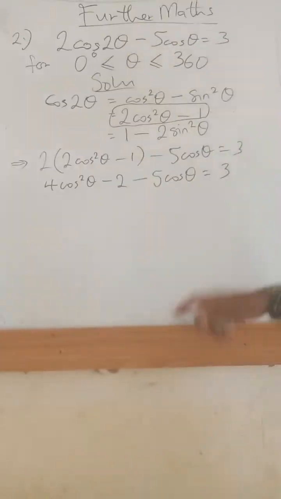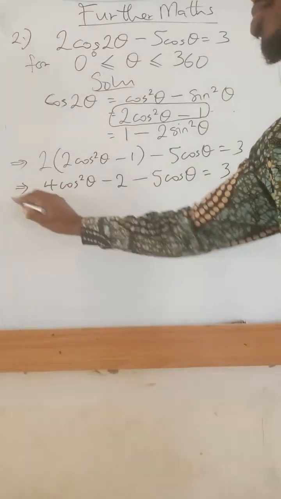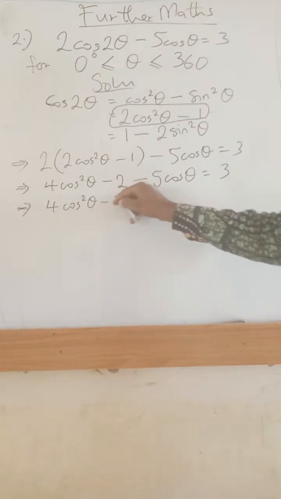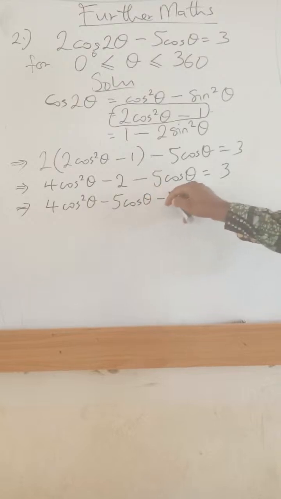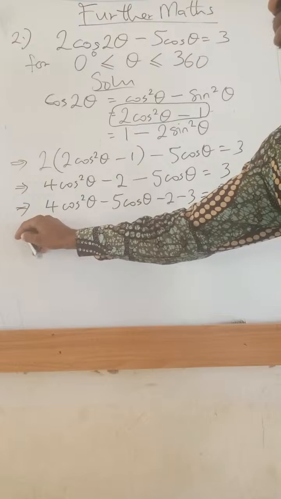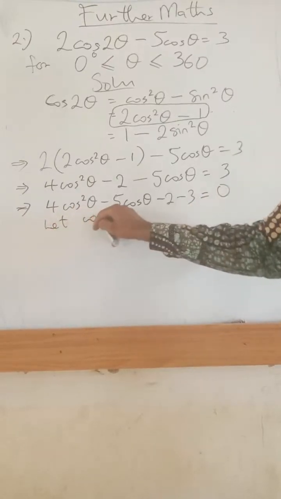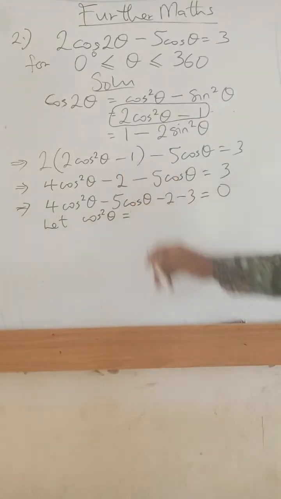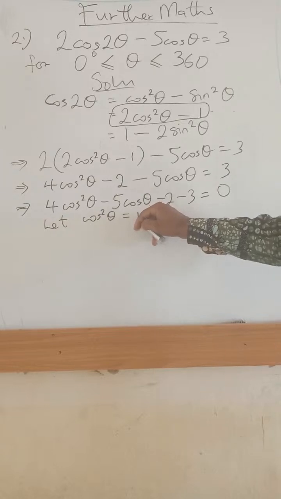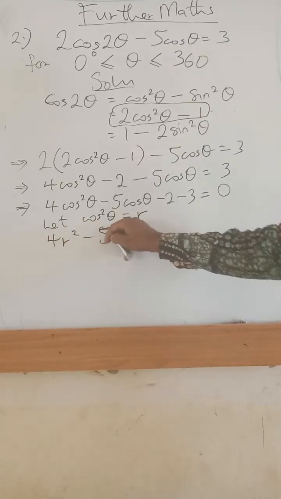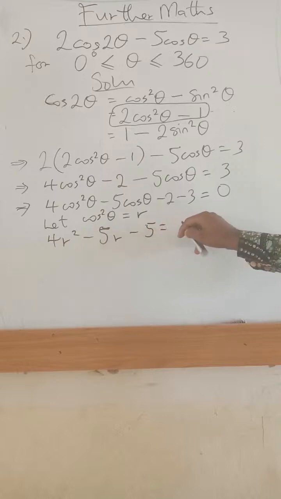So collect terms, and that gives you 4 cos squared theta minus 5 cos theta minus 2 minus 3. If I'm using the minus 3 in front or the minus behind, it's still the same thing. So let's let cos squared theta be, we can use any letter, permit me to use r. Okay, so that means 4r squared minus 5r minus 5 equals 0.